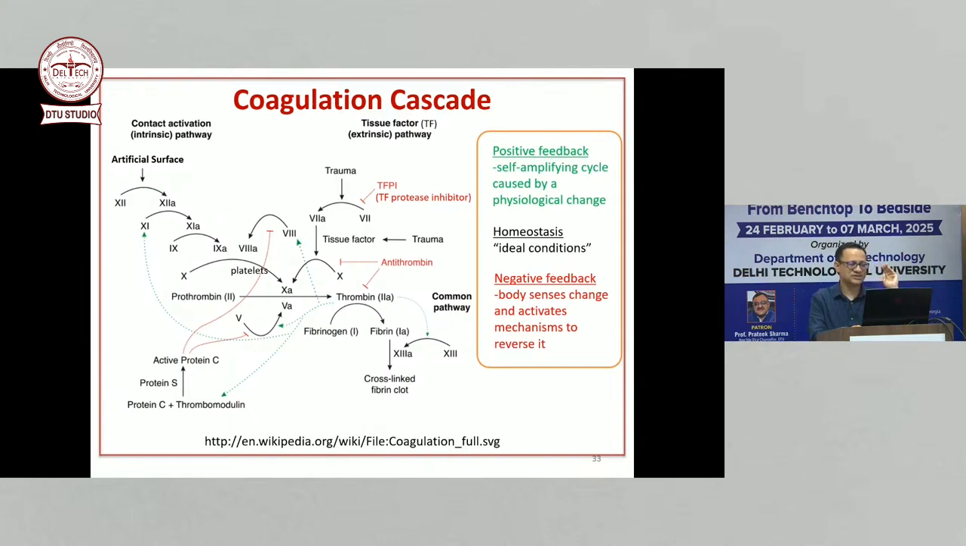But there is another interesting thing that happens. If you see these little red arrows, red stuff here, the body is so smart that it's starting the negative feedback loop also. They are already preparing how to stop this from happening. Because if this clotting keeps going on, that's a problem, right?